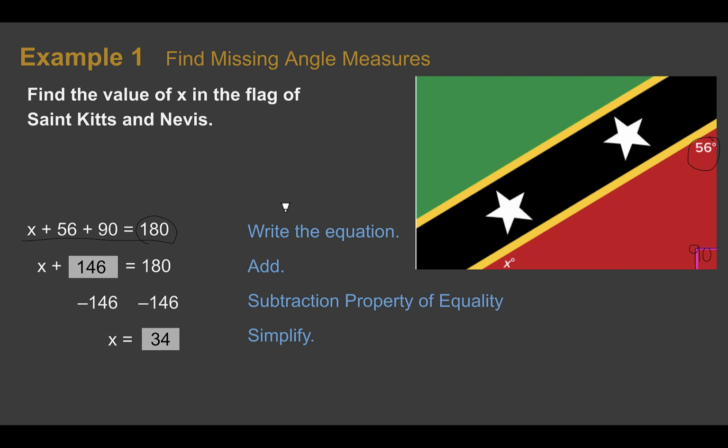I could have also just subtracted 56 and subtracted 90. Either way, we should get 34 degrees. So the value of x in our triangle must be 34 degrees. And we could check our answer if we plug 34 back in. 34 plus 56 is 90. 90 plus 90 is 180. So yes, we have the correct answer.